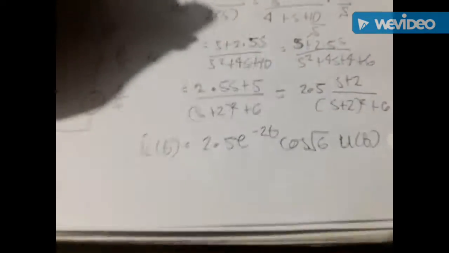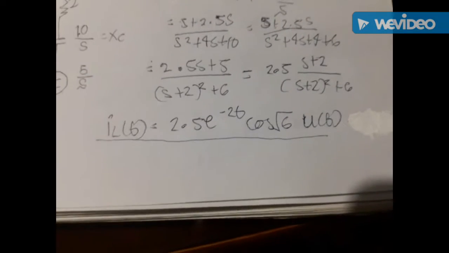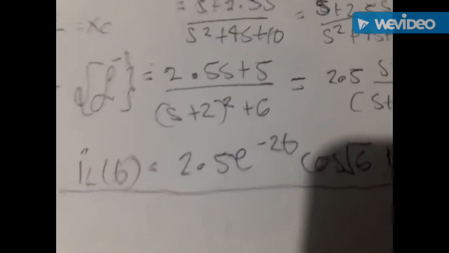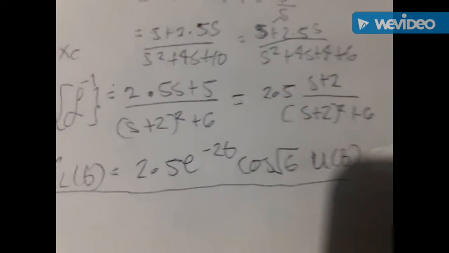Now we finally got the IL(t), or the current on the inductor in the time domain, which is 2.5, using this identity by inverse processing this using the inverse Laplace transform. By the way, this is our answer.